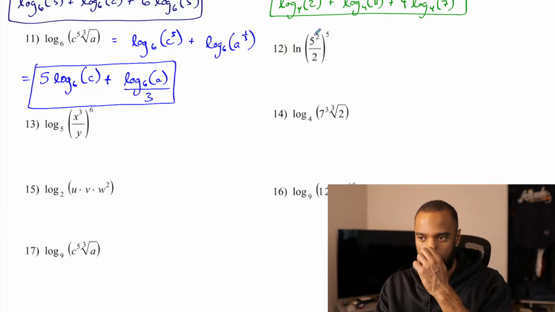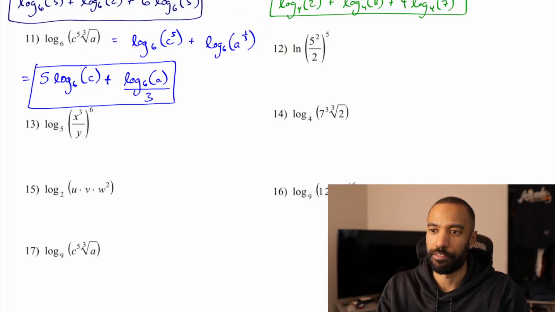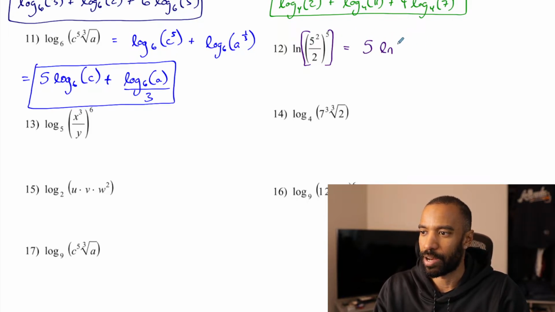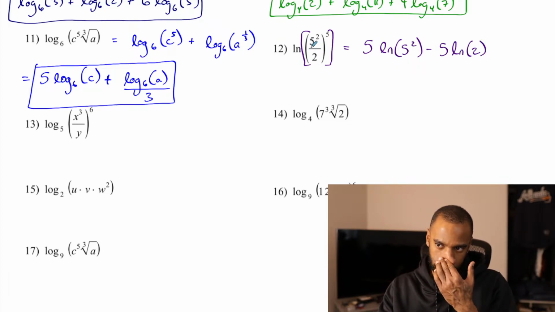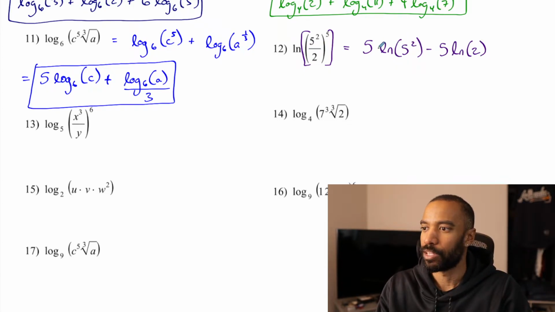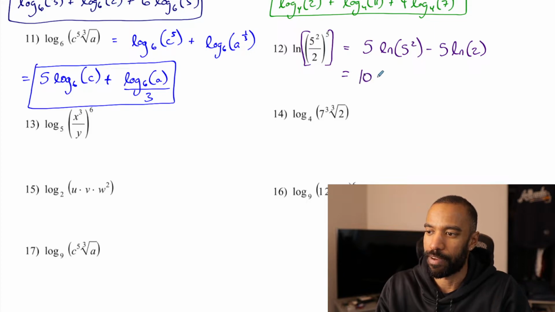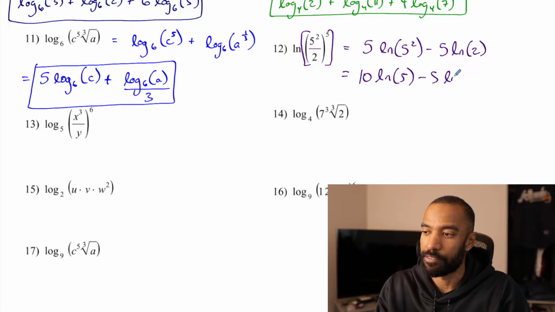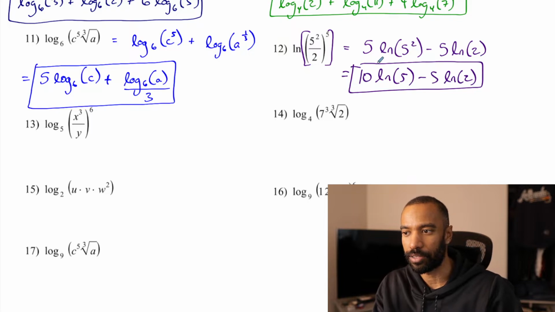Okay, natural log of 5 squared over 2, all raised to the 5th power. So all of that right there, I'm going to go ahead and take that 5 and pull it out, and that becomes 5 times natural log of 5 squared minus 5 times natural log of 2. So the subtraction is from that division right there. Let's pull the 2 out, multiply with the 5, that becomes 10 times natural log of 5 minus 5 times natural log of 2. Full-on expansion. And try some of these in your calculator, especially the number ones.